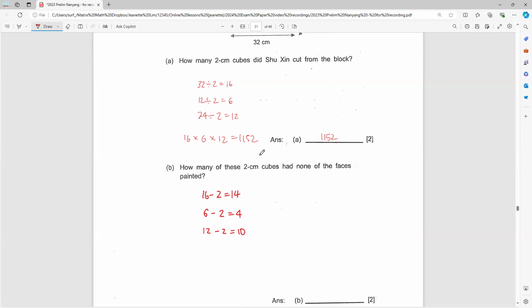Then these are the number of cubes that are fitting along the length, breadth, and height on the inside. Okay, the inner cubes. Then we multiply all these numbers. 14, 4, and 10. So answer 560.